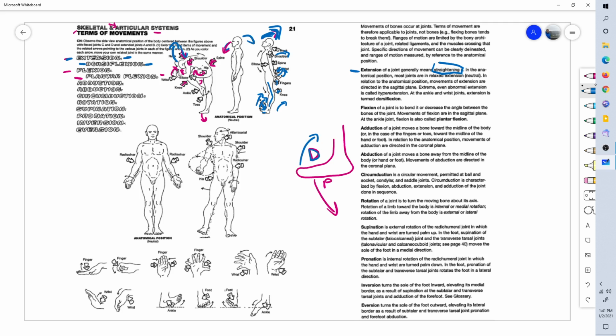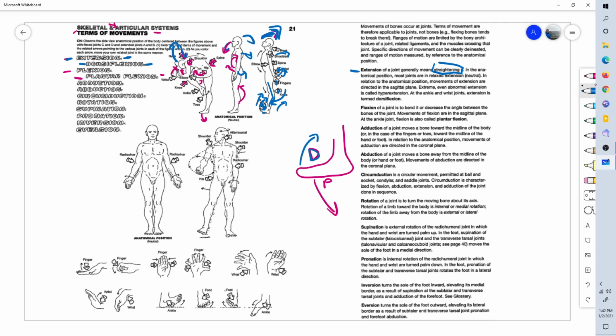So if you were to do a back bend, that would be extension. If you were to straighten your arm, that's extension. If you were to move your arm forward this way, that's flexion. If you were to bring your forearm closer to your arm. If you were to bend your leg closer to your thigh, that's flexion. If you were to straighten it back, that's extension.